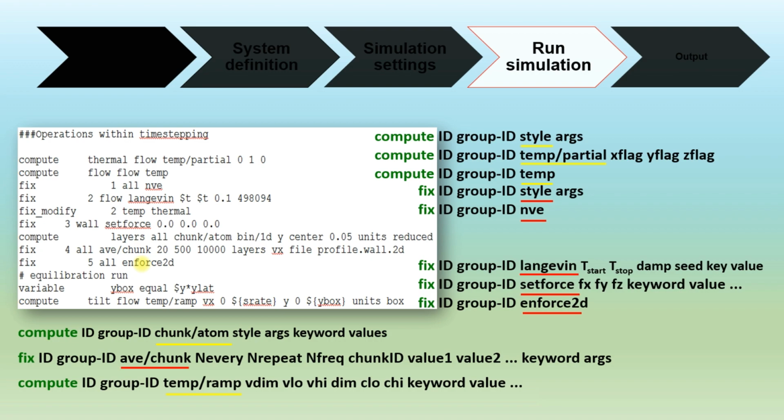Another important command that is using this compute command is the fix ave/chunk command with the syntax fix ID, group ID, ave/chunk, Nevery, Nrepeat, Nfreq, chunk ID, value 1, value 2, and so on, and the keyword argument pair. Here Nevery means using input values every 20 time steps.